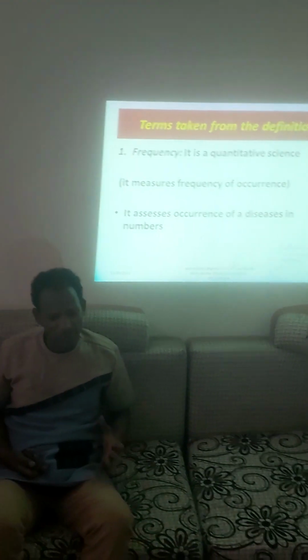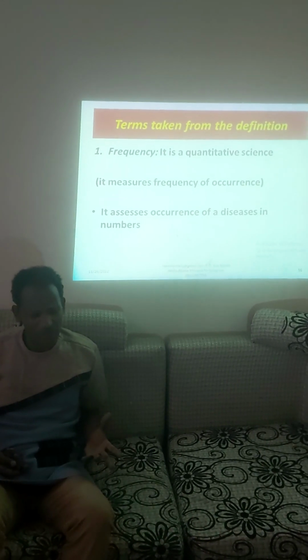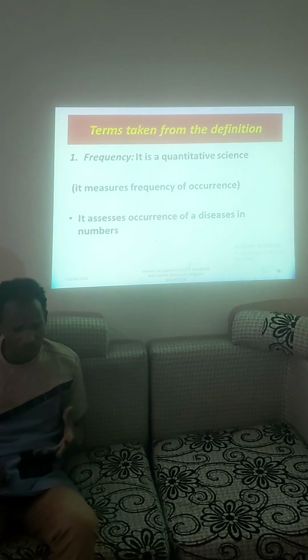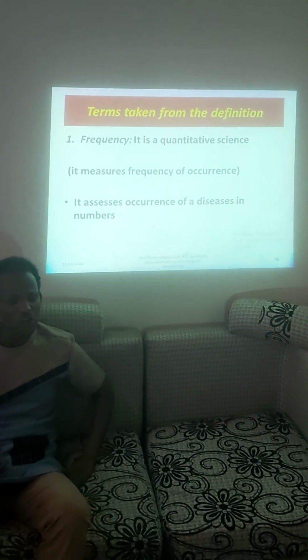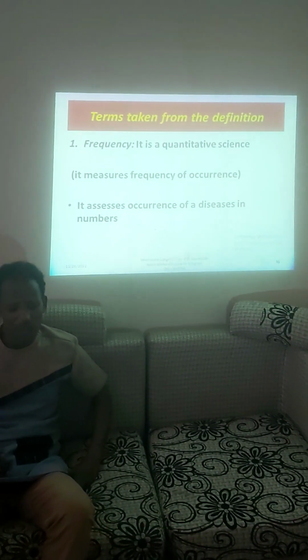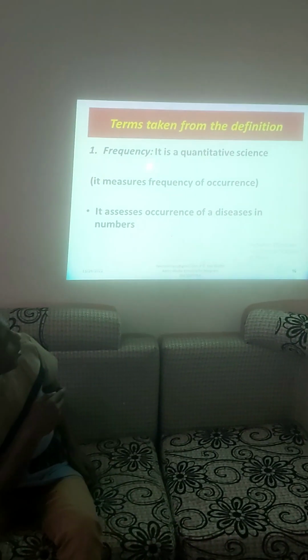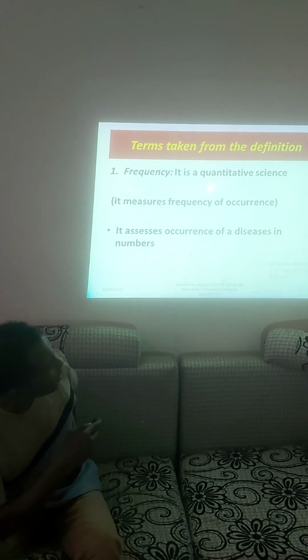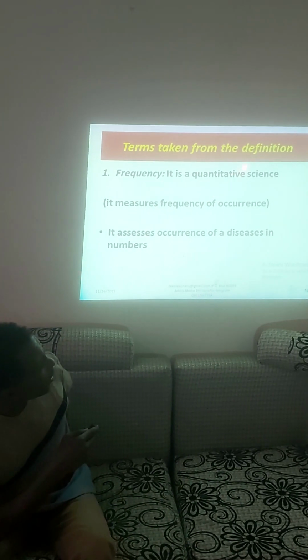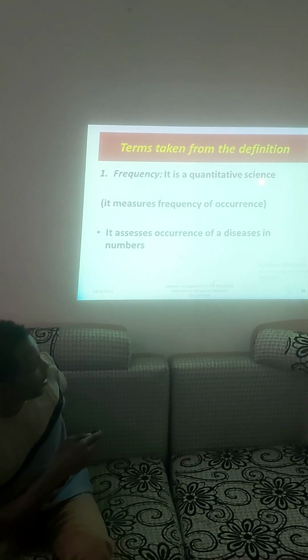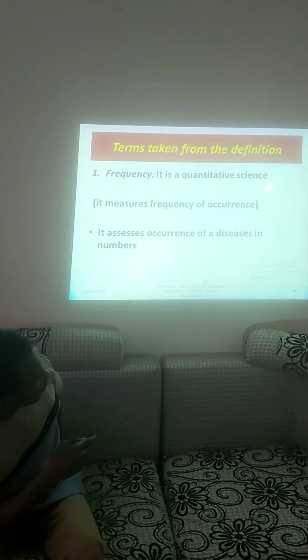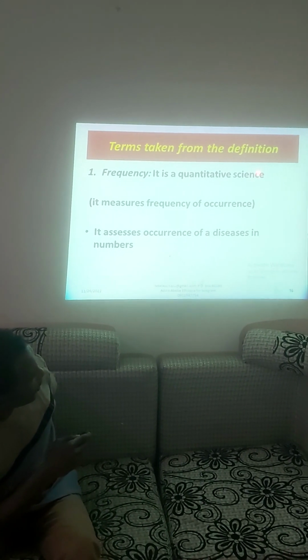Because of this, epidemiology is a quantitative science, which means it measures the frequency of occurrence, that is, it assesses the occurrence of disease in numbers. The frequency in epidemiology is a matter of number, which is equal to quantitative. It must be an epidemiological quantitative science, with health quantitative numbers, which means epidemiological numbers.